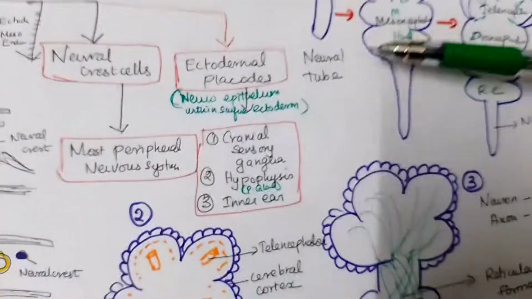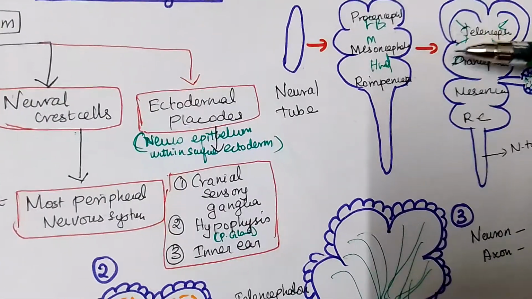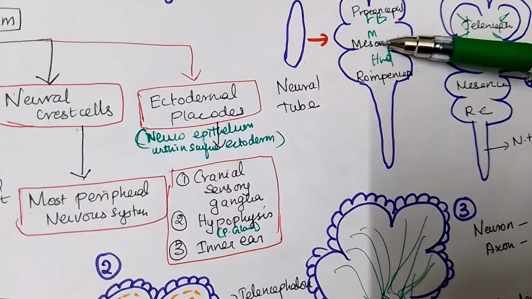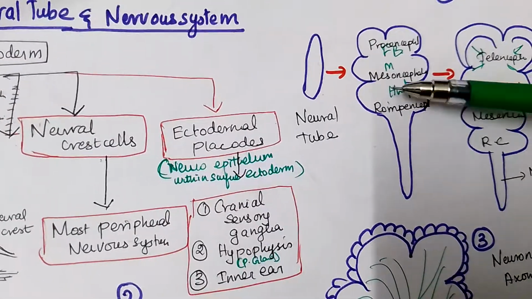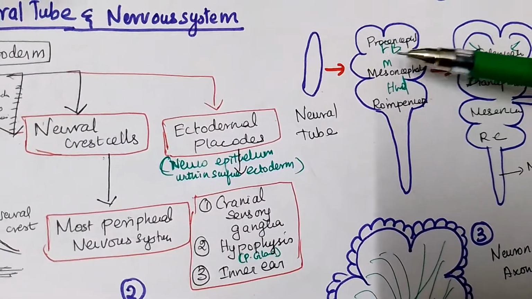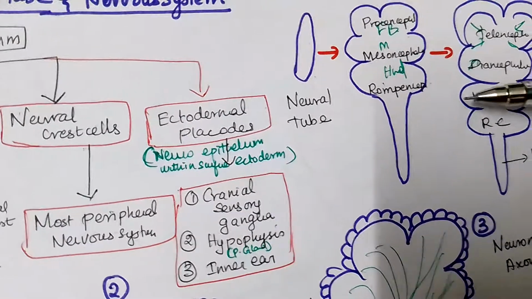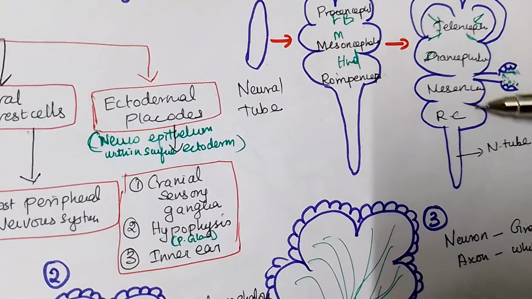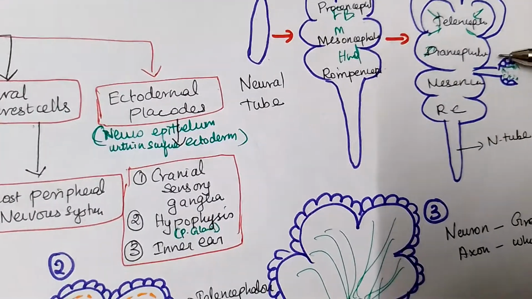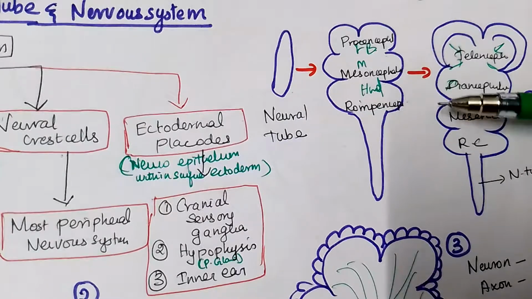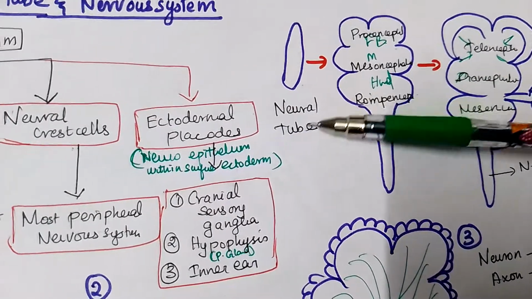So if you see, the neural tube is bulging, enlarging and remodeling, and the prosencephalon becomes the telencephalon, and the deeper part becomes the diencephalon, like that. Then in the hindbrain, the cerebellum and all of these start to develop, and the retina also starts to develop. Then the brain is forming.